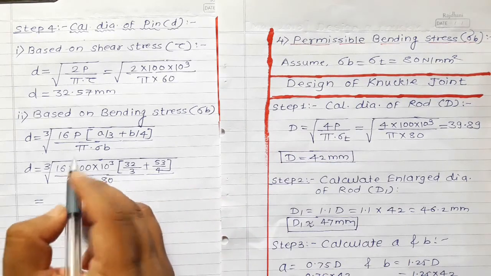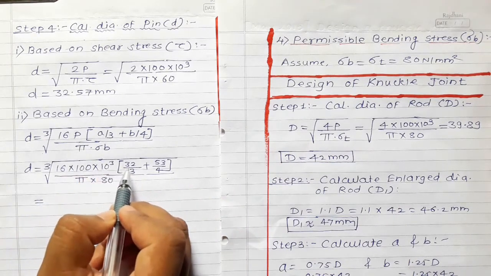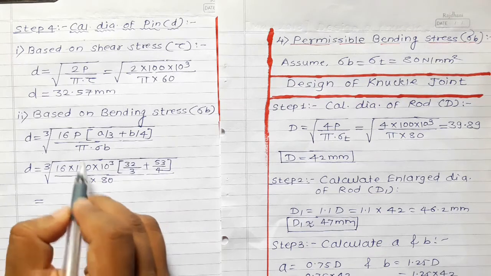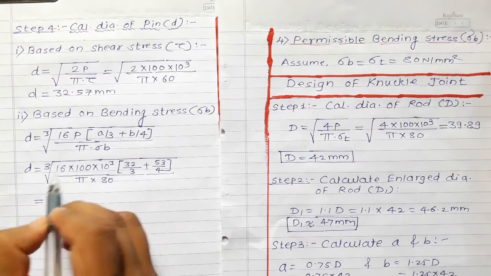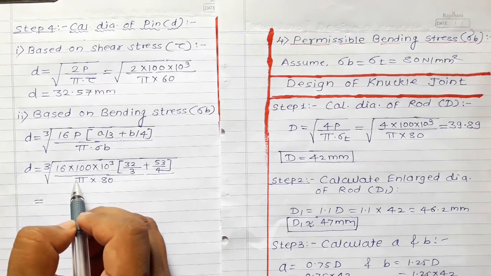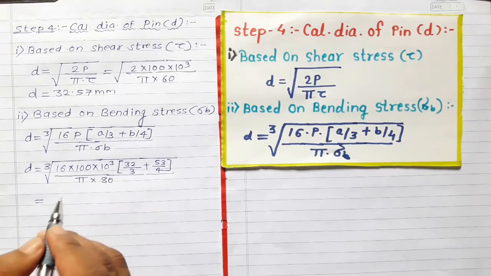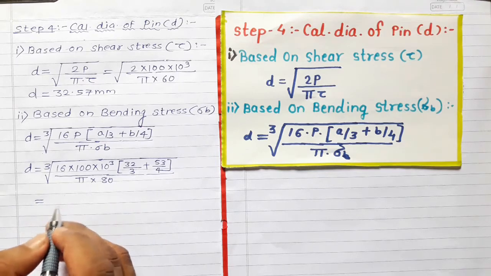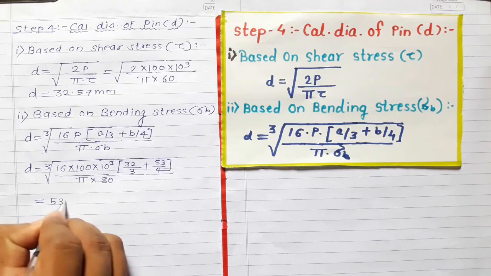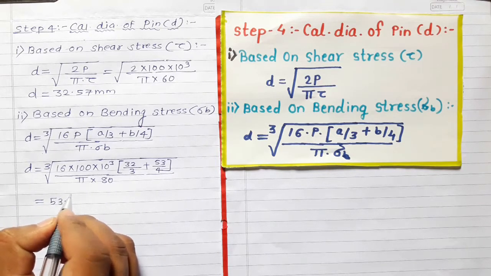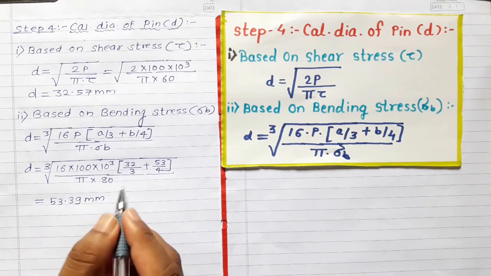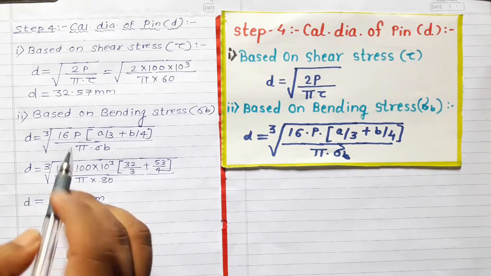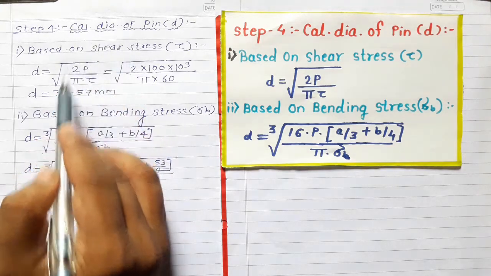Now I have used the value of P here, value of A 32, value of B 53, and value of permissible bending stress as 80, and this is the cube root. Now let us solve this equation to get the value of small d. So the answer for diameter of pin based on bending stress is 53.39 mm. Now we have to select the maximum value of diameter of pin out of these two values.